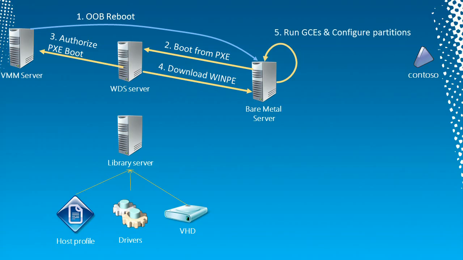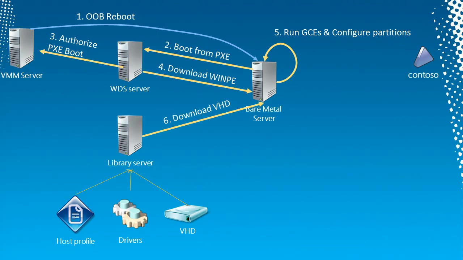So once that happens, you can run some custom GCEs. We can configure the partitions. And then we download the VHD. We support native boot from VHD. This is how we do it. We don't lay an OS on the actual hard drive. The OS is all on the VHD. And the way we customize this VHD is through a host profile template. I'm going to get into host profiles, and I'm going to show you how to create one.